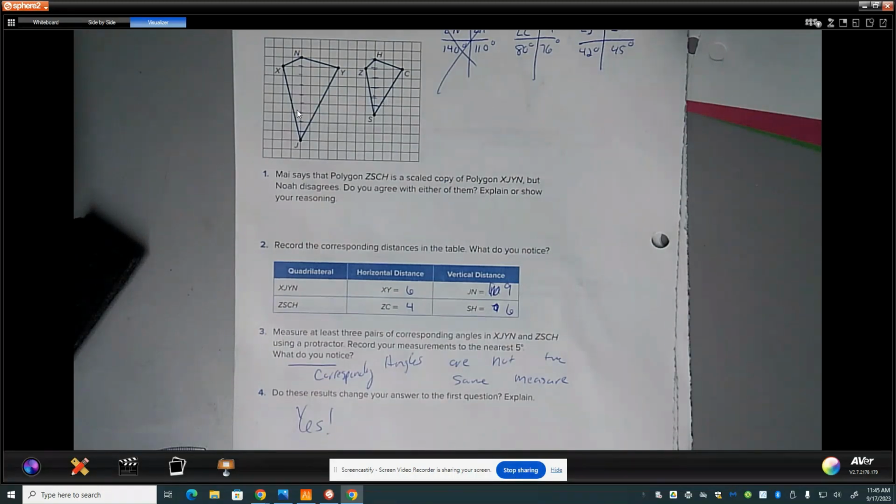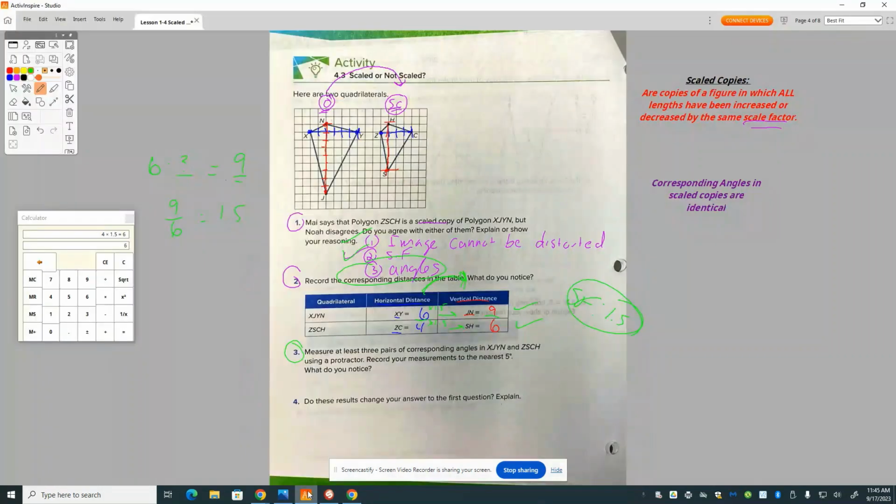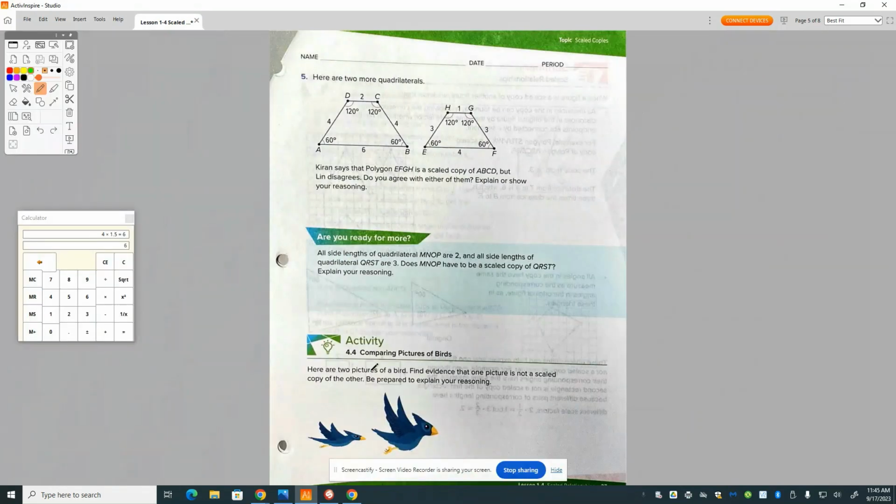So now that we know that these two polygons are not scaled copies of each other due to their angle measure, let's go ahead and flip to the next page. Now on the next page, you notice they gave us 2 more quadrilaterals. Now Chiron says that the polygon EFG is a scaled copy of ABCD.